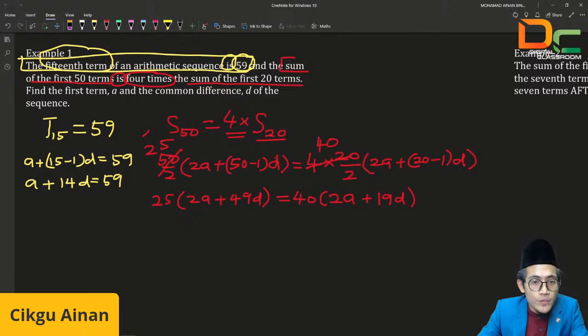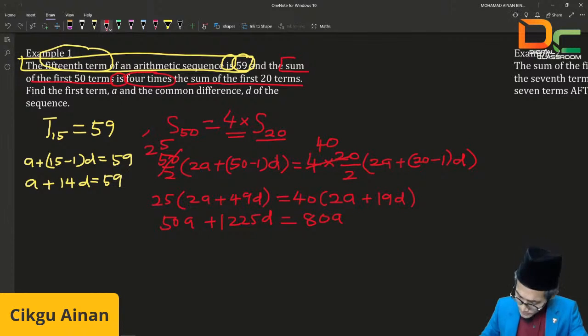So 25 times 2 is 50A. This one is too big, I use my calculator, 25 times 49 is 1225D. And then this one is 80A. And then 40 multiplied by 19 is 760D.